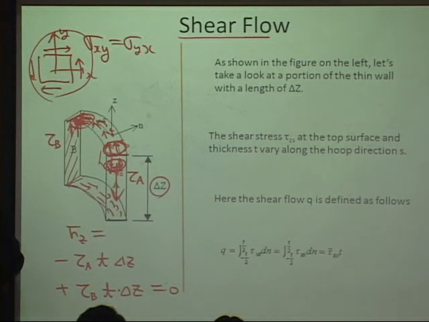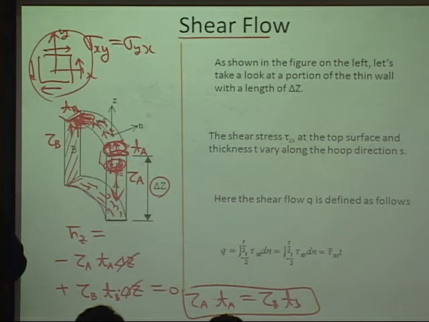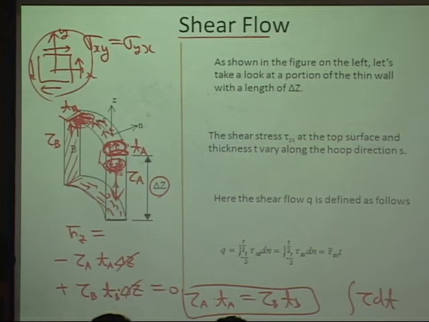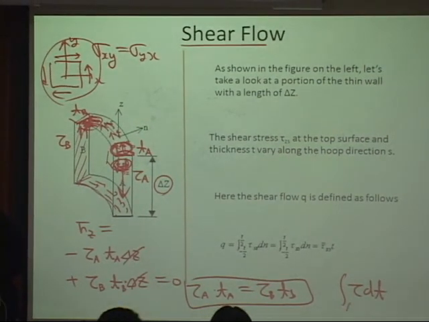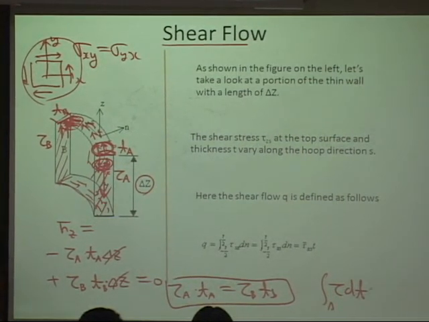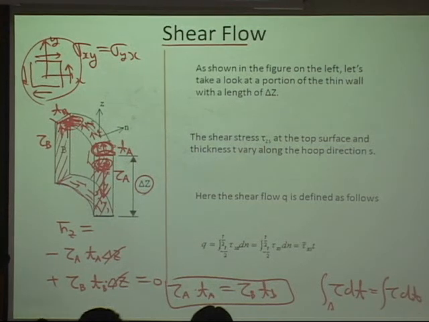Right? Should be zero. And the thickness here is TA, for instance, and the thickness here can be TB. So I put TA and TB. And as you can see here, it's simply tau A times TA equals tau B times TB. Very important result. Actually, more precisely, we have to write the integration of tau through the thickness at A, where A means here, should be the same as the integration of tau dt at section B.